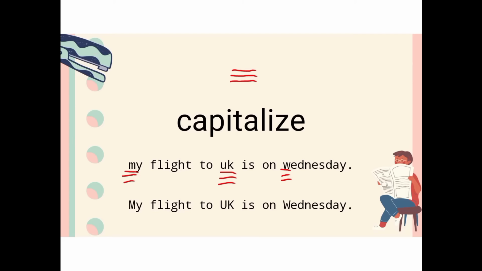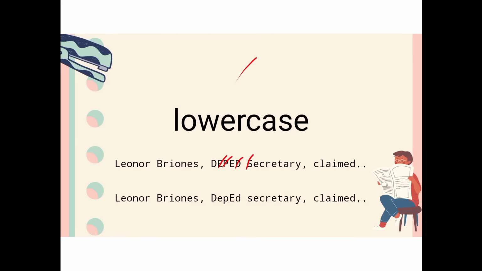The symbol used for turning an uppercase letter into lowercase is to simply draw a slash through the letter. Example, Leonor Briones, DepEd Secretary, claimed that. So we slash through some letters in the acronym DepEd since only the D and second E should be capitalized in this acronym, correct? It is also important to note that the first letter or letters of position titles, such as secretary, are capitalized if it comes before the name and set in lowercase if it comes after the name, such as the case in this example.